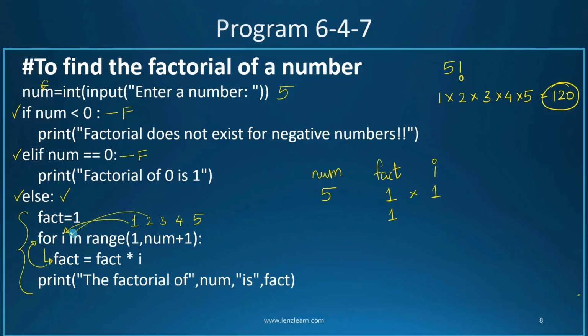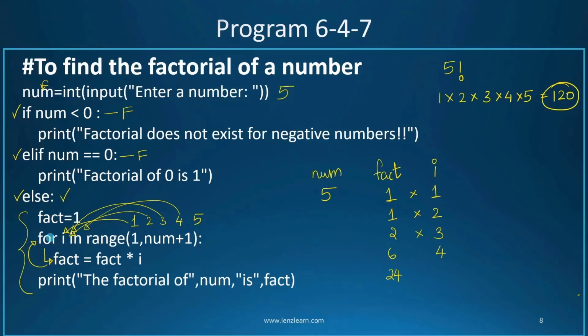Now it will load the second value 2 into I, so the value of I will become 2. Then it will multiply fact into I, so 1 into 2, so the value 2 will be loaded into fact. So the value of fact will become 2. Again the control will go to for. The next value 3 will be loaded into I, so the value of I will become 3. You will multiply 2 into 3, so the value 6 will be loaded into fact. Right, again when the control will go back, now 4 will be loaded into I. Now 6 into 4, 24 will be loaded into fact.